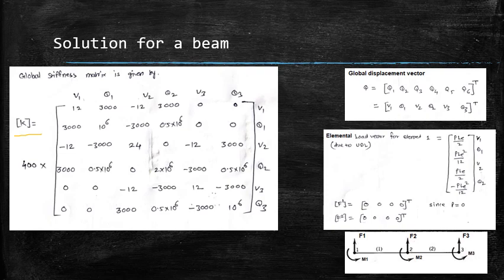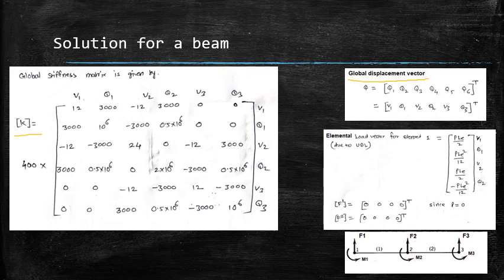Again, you can see the global displacement vector, which is capital Q1, Q2, Q3, Q4, Q5, Q6 transpose. It is same as this vector v1 theta 1, v2 theta 2, v3 theta 3 transpose. Only the way of writing has been changed. Rest of the things are same. These two vectors are same.